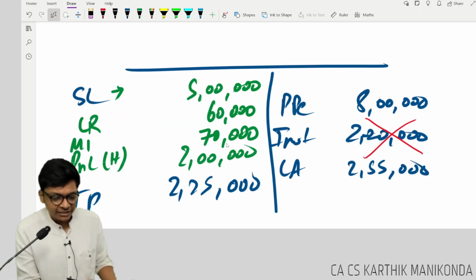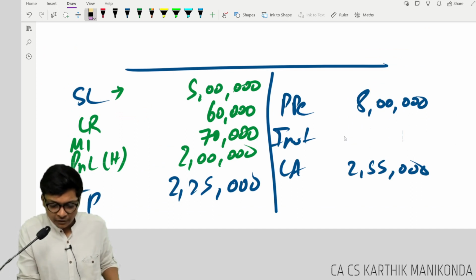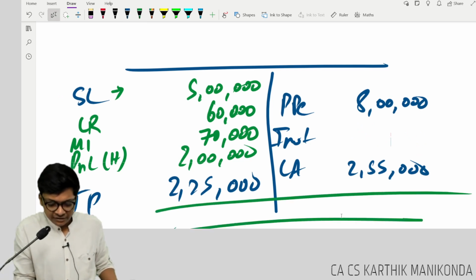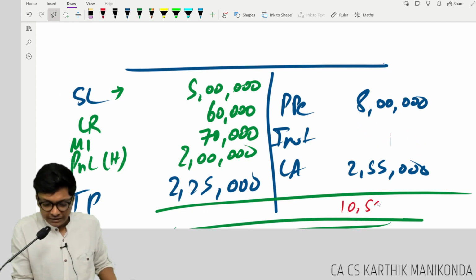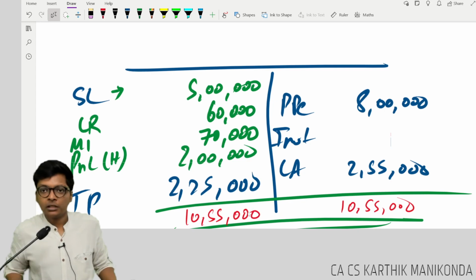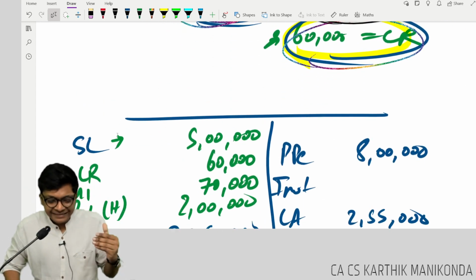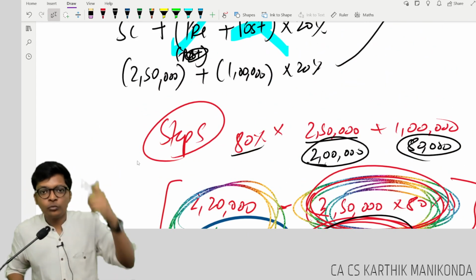Now check if the balance sheet is tallying. This investment will go away. Check if it's tallying, guys. How much? 10,55,000, 10,55,000. Sir, I am not able to understand how it tallied. Basically, that knocking off that we do here, I did in the steps above.